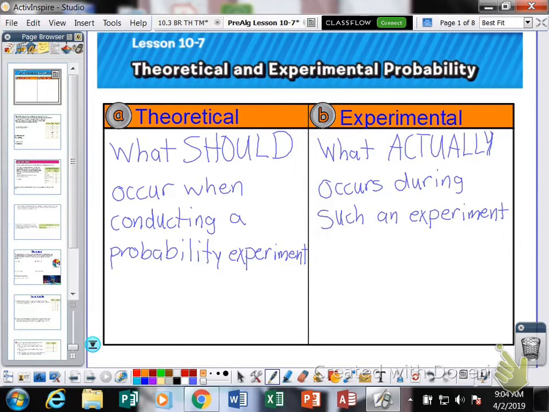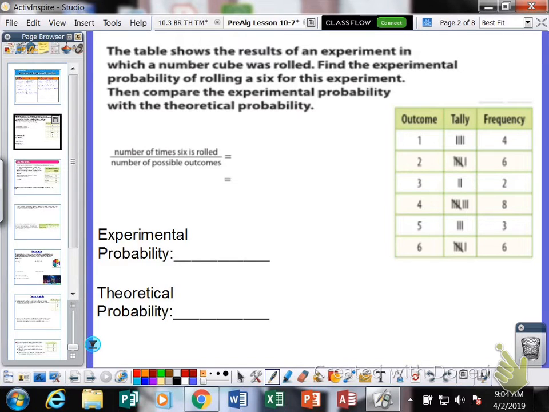Okay, so we're going to be looking at some problems in this lesson, and we're going to be finding the experimental probability and the theoretical probability and comparing the two. So for our first problem, the table shows the results of an experiment in which a number cube is rolled. Find the experimental probability of rolling a 6 for this experiment. Then compare the experimental probability with the theoretical probability.